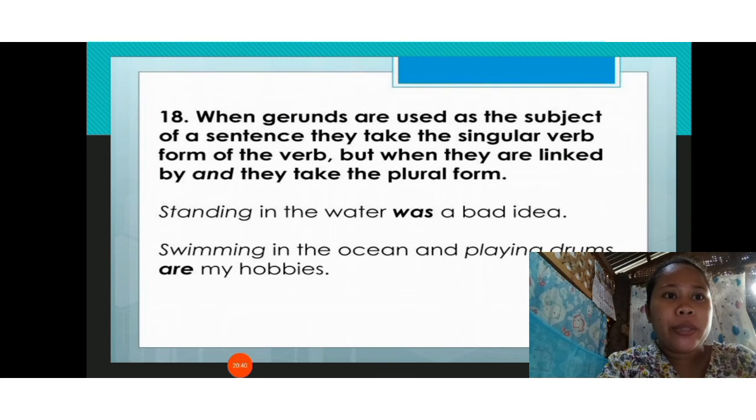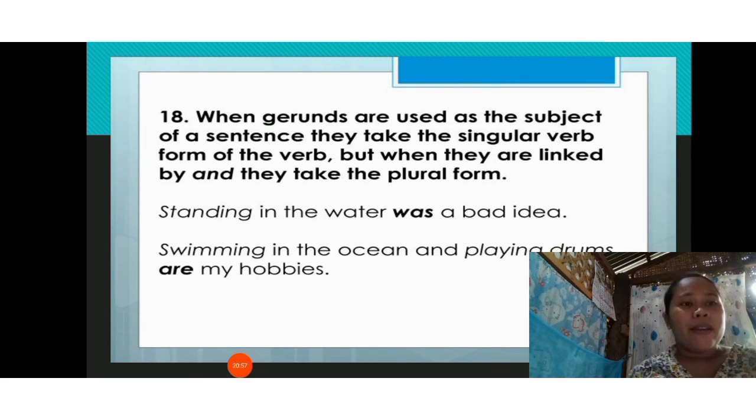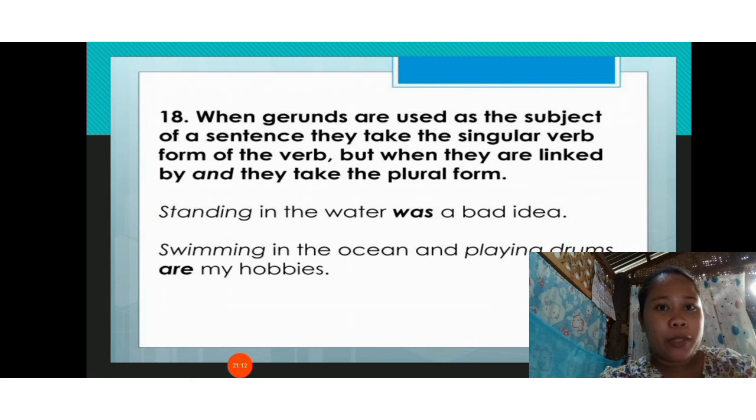18. When gerunds are used as the subject of a sentence, they take a singular form of the verb, but when they are linked by and, they take the plural form of the verb. For example, standing in the water was a bad idea. When we talk about gerunds, these are the ing forms of verbs. We only have one gerund here, so we use the singular form of the verb, was.